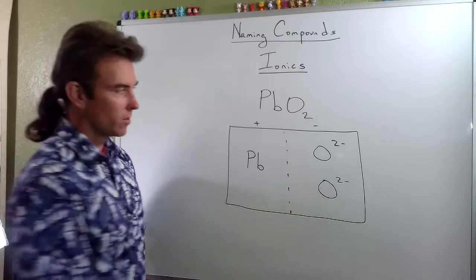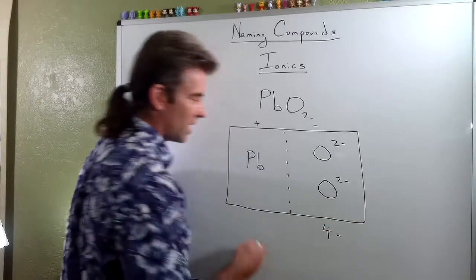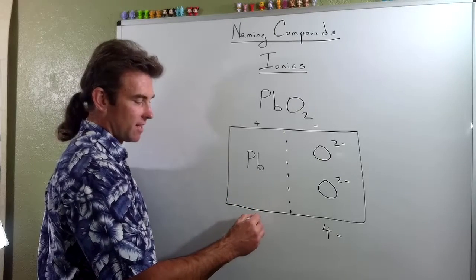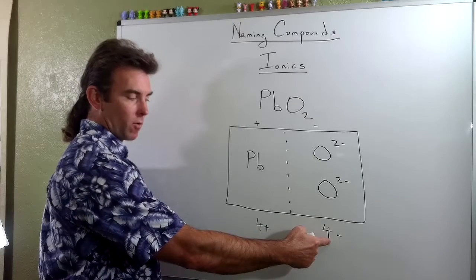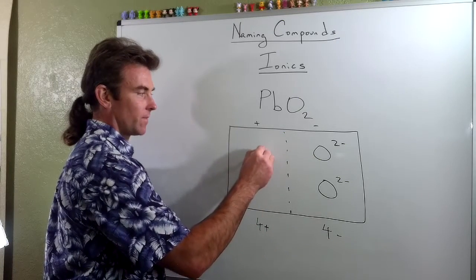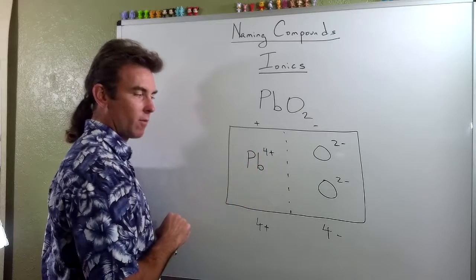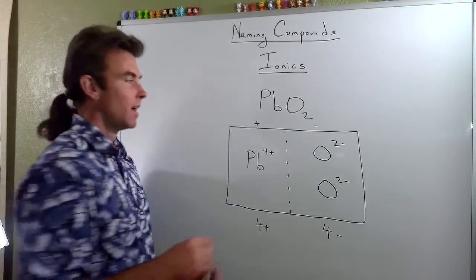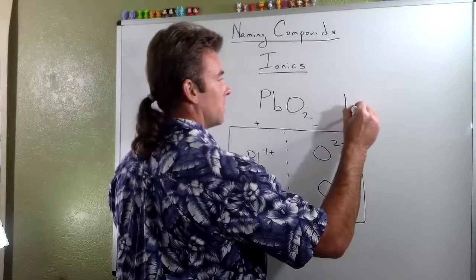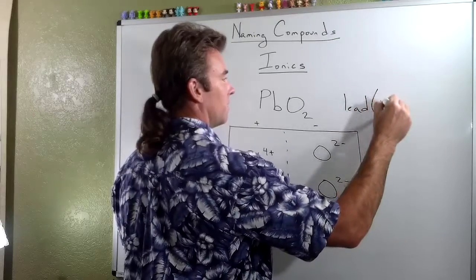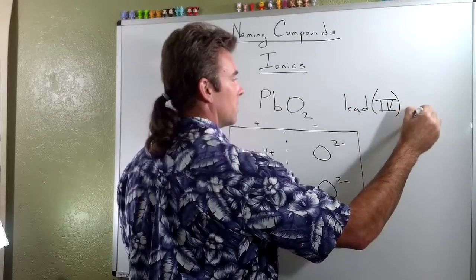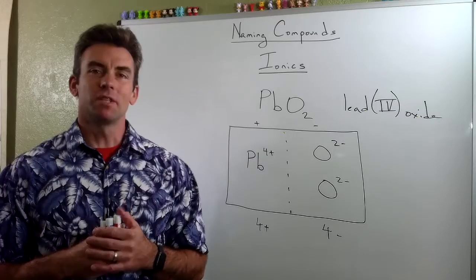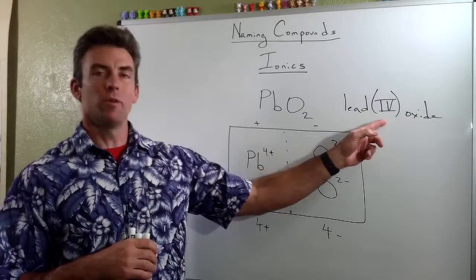You'll notice the total charge on this side is 4-. There's only 1 lead, so that 1 lead must figure out a way to balance that entire amount of 4- with 1 4+. So this is a lead 4+. Now, because this lead has multiple charges, as you can look on your sheet and tell, we must include that in the name. So this will be called lead 4, Roman numeral 4, oxide.